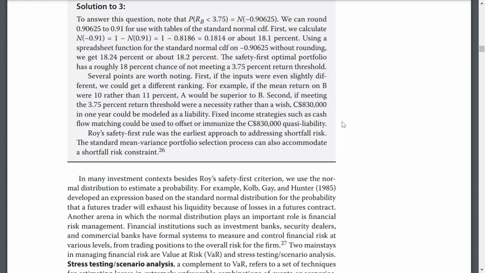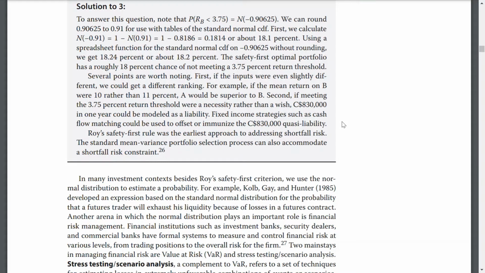First, we calculate that N of negative 0.91 is around 18.1% using the spreadsheet functions of the standard normal CDF on 0.90625. Without rounding, we get 18.2% or above. The safety first optimal portfolio has a roughly 18% chance of not meeting the 3.75% return threshold. Several points are worth noting.